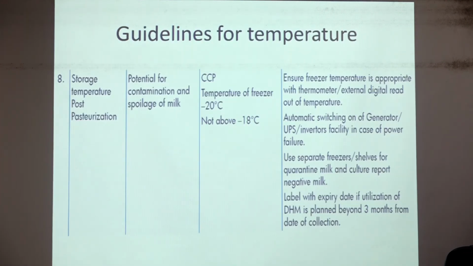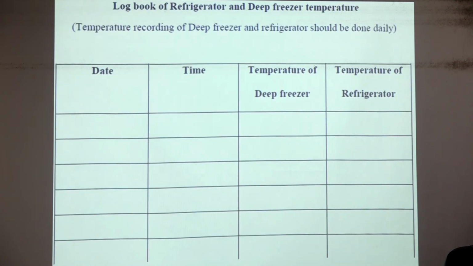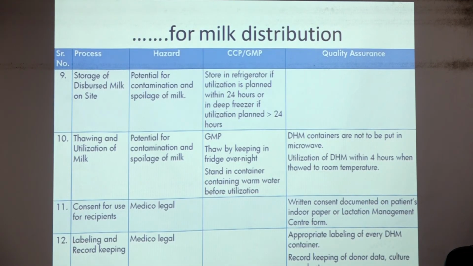Fine. So these guidelines have already been discussed with you. And now the thing for milk distribution. Thawing is a major concern, mind you. This is where your milk bank has done all the good jobs. It's collected the milk well, pasteurized it, cultured everything, but the crisis comes when it is thawed and distributed among the newborns.